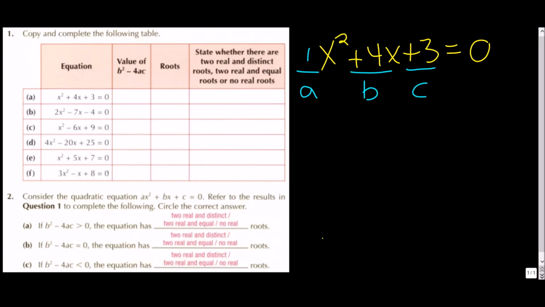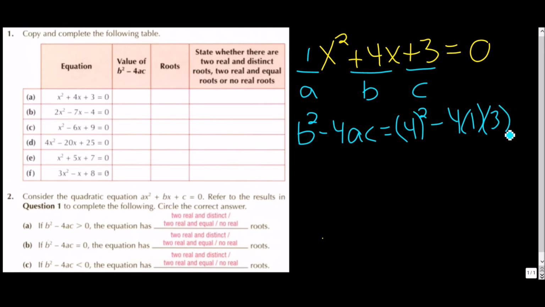So b squared minus 4ac is going to equal 4 squared. Now, be careful that in case b is ever negative, we want to make sure we square whatever that number is. b squared will always be a positive number. So we have 4 squared minus 4 times a, which is 1, times c, which is 3. That's 16 minus 4 times 1 times 3, which is 12, so overall we have an answer of 4. So b squared minus 4ac has a value of 4.